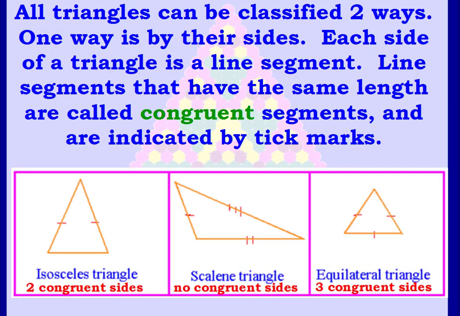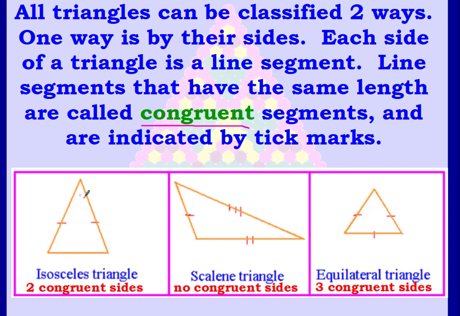Okay, all triangles can be classified two ways. One way is by their sides. Remember, each side of a triangle is a line segment, and line segments that have the same length are called congruent segments and are indicated by the tick marks. So congruent means that they are the same. Okay, this is really nothing new. You've already covered this in elementary school, so this is just a quick review. But go ahead and take a look at the three ways you can classify your triangles based on their sides. You'll need to write this down in your notes.